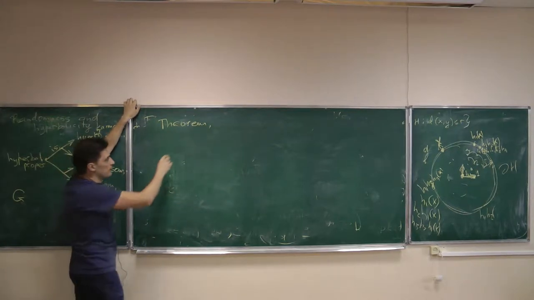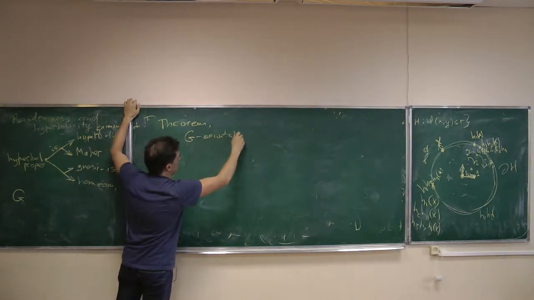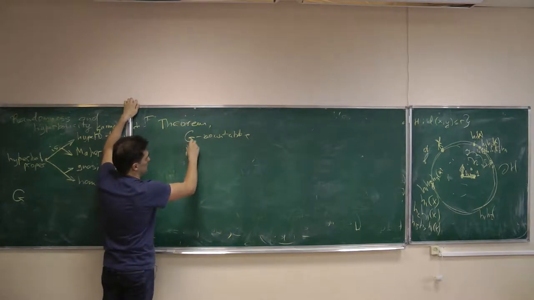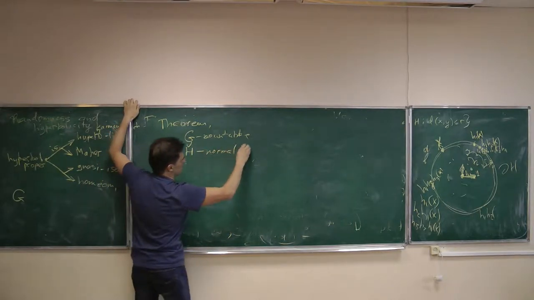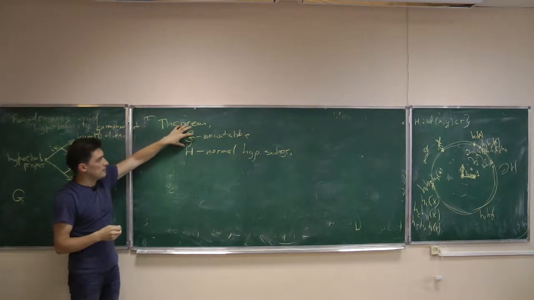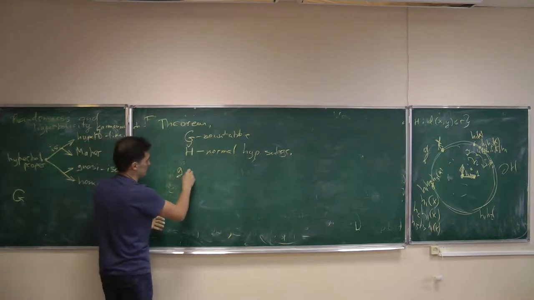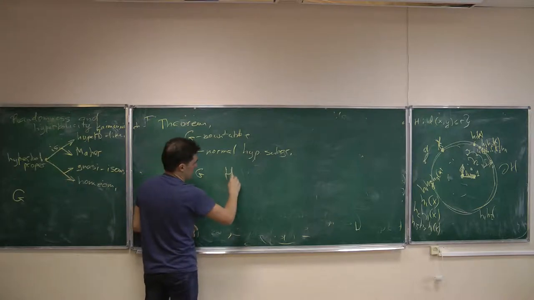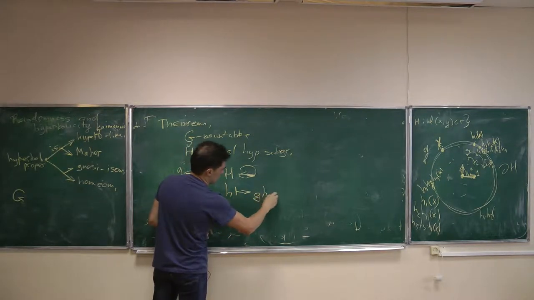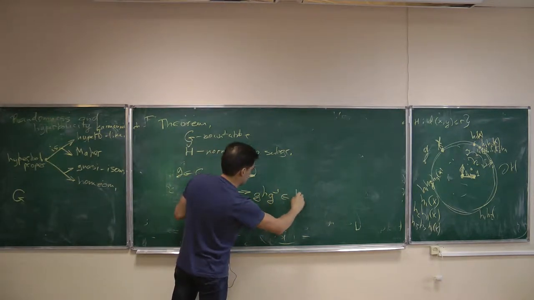Suppose we have a countable group with a normal hyperbolic subgroup. Then my group acts on this subgroup by conjugation. For each element, I have the map that sends h to, since the subgroup is normal, we are again inside it.